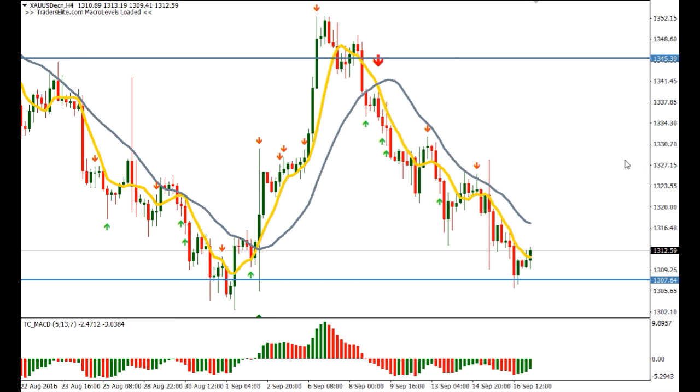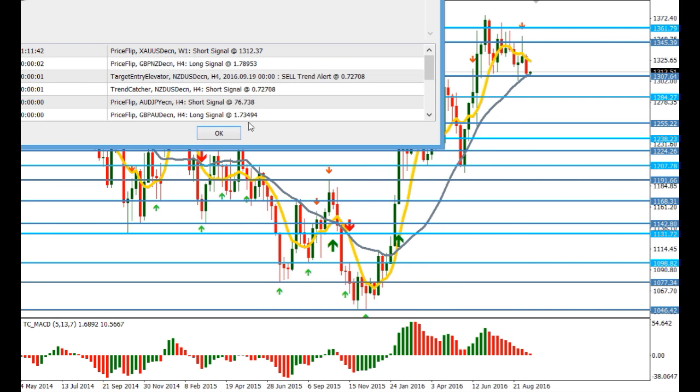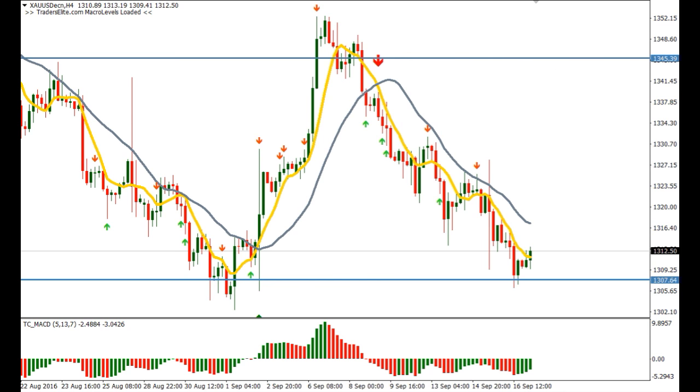Okay, so let's go straight into the charts. Here we are on the gold chart, XAU USD. We're on the 4-hour time frame, and let's just change over to the daily. Daily has recently changed to a downward trend trade, and on the weekly you can see that it is still in an upward move overall since late 2015, early 2016. But for now, of course, we're seeing that it's moved down.